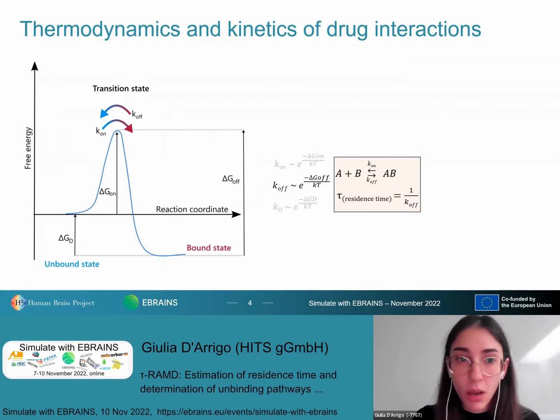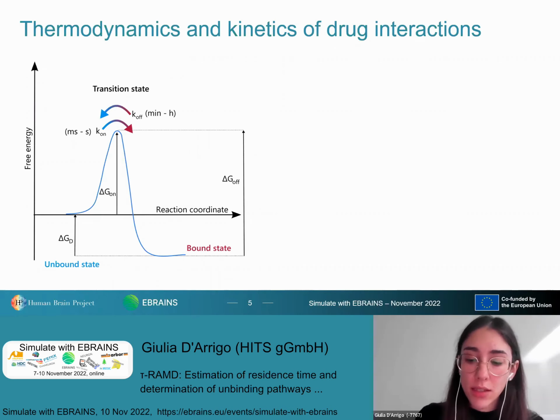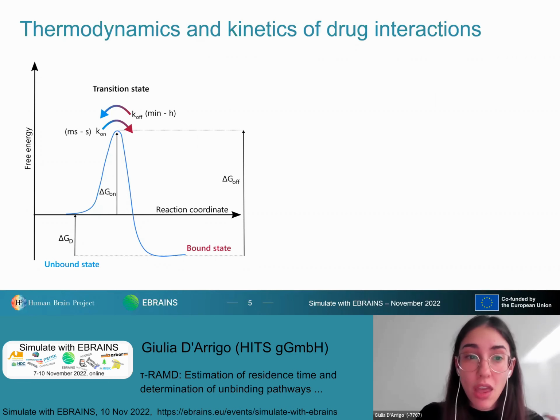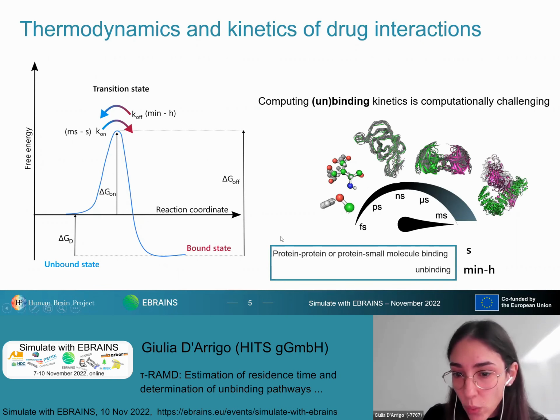But here comes the problem, because if you look at the timescales at which these two events occur, you can see that they are relatively large, especially if we consider the k_off, we are talking about hours, and in some cases also days. So you can imagine that this represents a problem that we unfortunately all have to face, computationally speaking, because if we look at the timescales of the protein motions, you can see that the two events we are interested in, which are here highlighted by this box, are far beyond the timescale that is accessible with conventional molecular dynamics simulation approaches.